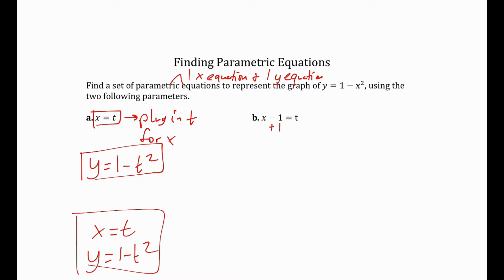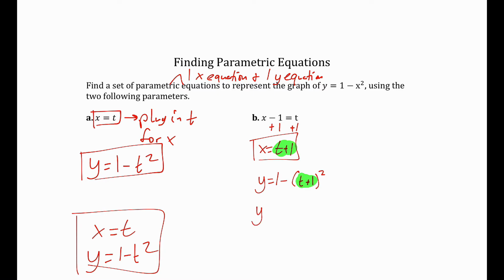So we're going to add 1 to both sides. So we have x equals t plus 1. There's one of our two parametric equations. Now to solve for the other equation, we're going to take y equals 1 minus x squared, but again, instead of x, now we're going to use t plus 1 squared. We got that from up here. So we're plugging in t plus 1 for the x.